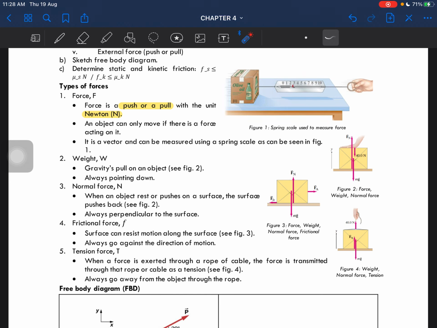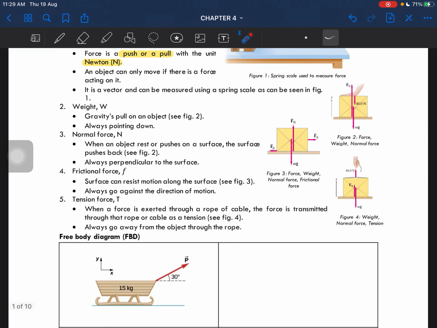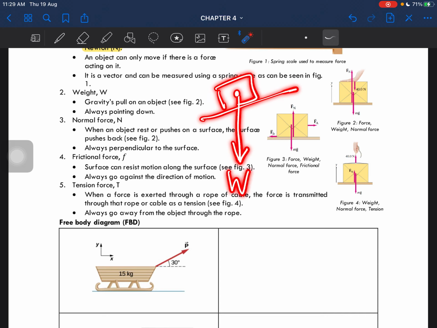Now you have to also have weight. The second force is weight. It is gravity's pull on an object. So it will always be pointing down. If you see a case like this, don't draw the weight like this. No, weight always points down. So like this, it still goes down. That's very important because I saw that a lot with my last batch of students.